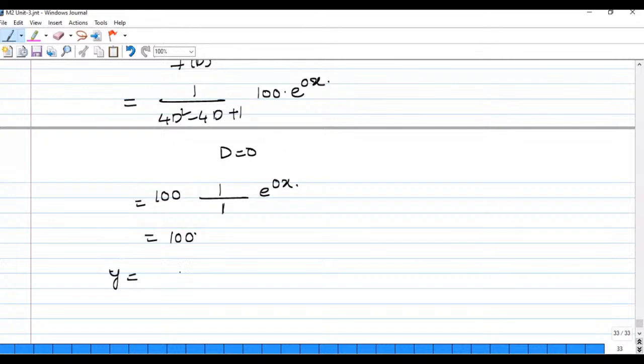So therefore, the complete solution y equal to CF plus PI. The complementary function is C1 plus C2x into e power x by 2, plus 100.